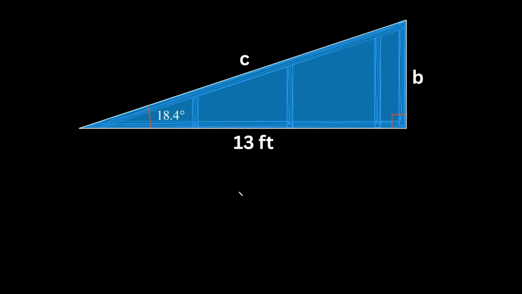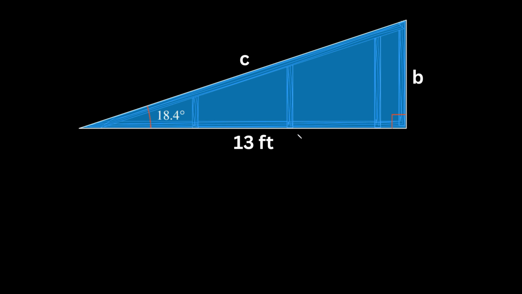So in this video, I'm going to teach you how to solve a triangle when you're given just a single angle and the length of a single side, all right? So as you can see, we're missing the longest side of the triangle, the hypotenuse, and this shorter side over here. But we are given that this angle is 18.4 degrees. The length of this side over here is 13 feet. And we also know that it's a right triangle, all right?